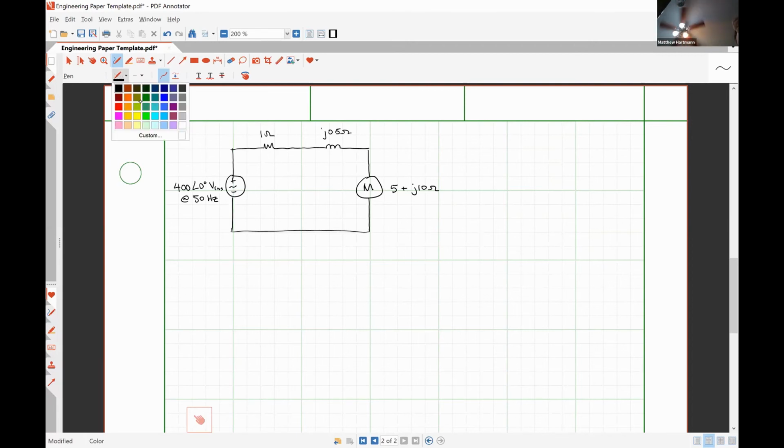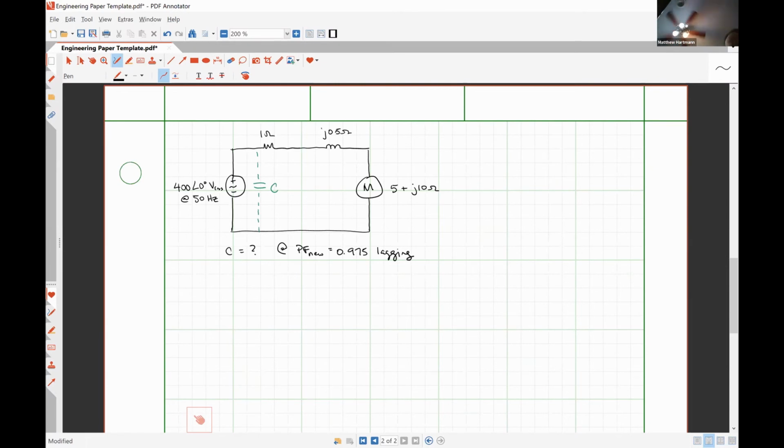I want to know the value of the capacitor C that I should put in parallel with my source to cause my source to supply power at a power factor of 0.975 lagging. So C is equal to what at PF new equal to 0.975 lagging.